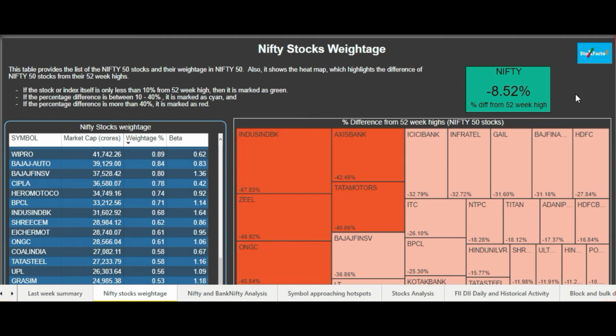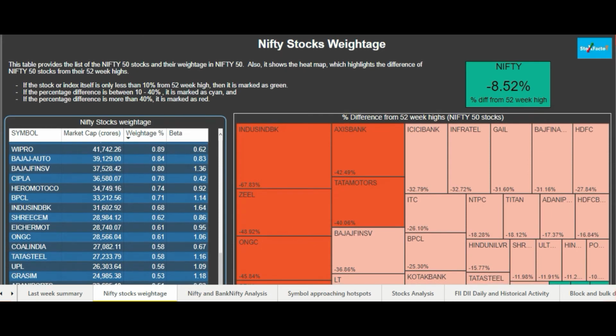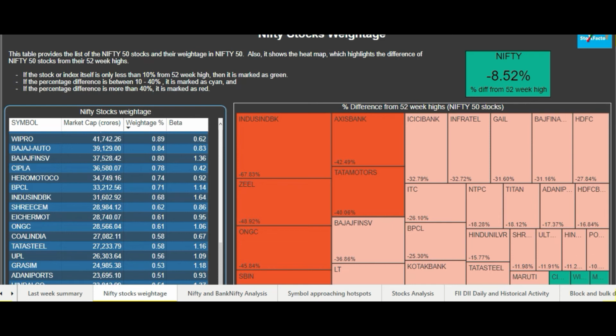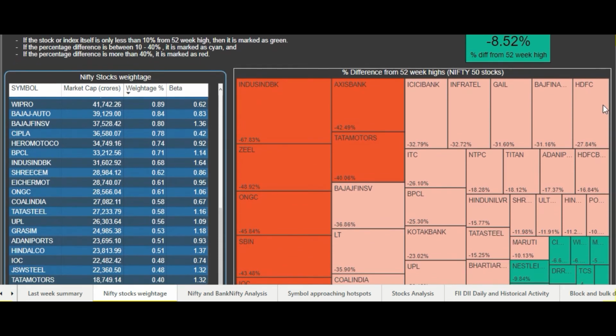8.52% lower than the recent 52-week high of Nifty 50. If you remember, around February the Nifty 50 made a high of around 12,400. So it is still down by 8% or so from the recent 52-week high. Now coming to the Nifty 50 stocks, we can easily compare the Nifty 50's percentage difference from its 52-week high with the individual stocks which come under Nifty 50. Now you can see the red stocks.